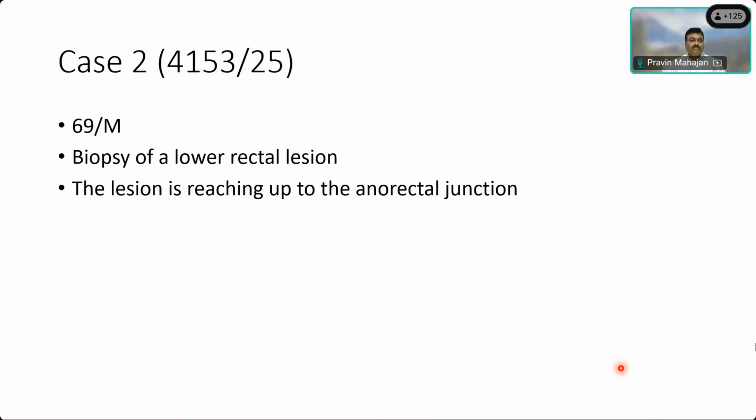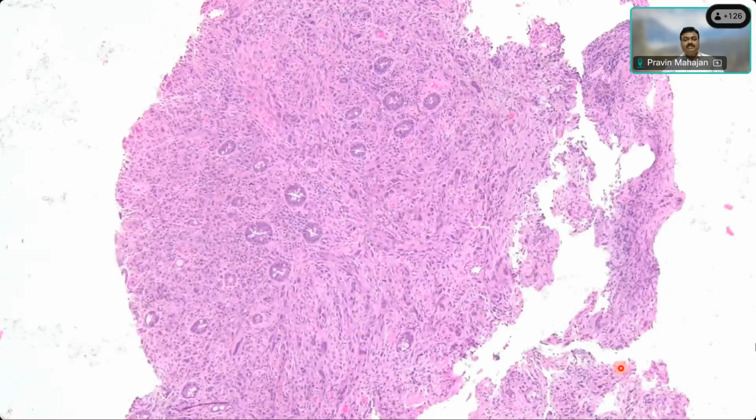So we'll go to case number 2. This is a 69-year-old male, with a biopsy from a lower rectal lesion. And interestingly, this lesion was also reaching up to the anorectal junction. So the gastroenterologist who did the scopy took the biopsy from the lesion in the rectum. So who wants to do this? Anybody? Students?